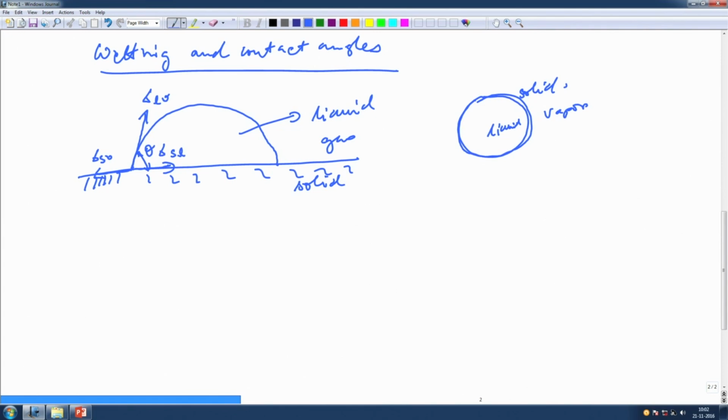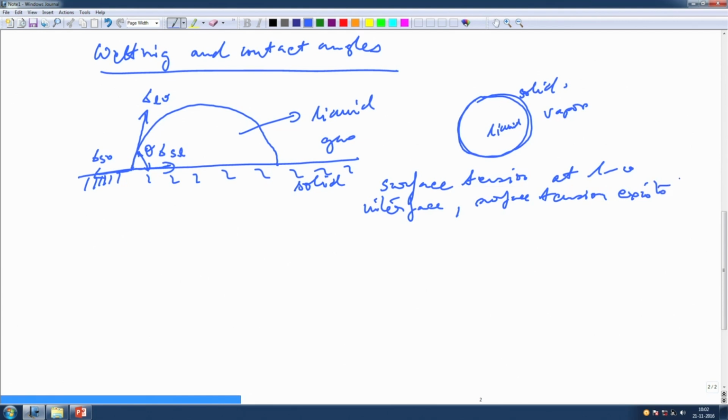So, in addition to the surface tension at the LV interface, there are surface tensions that exist between the SL and SV interface as well.